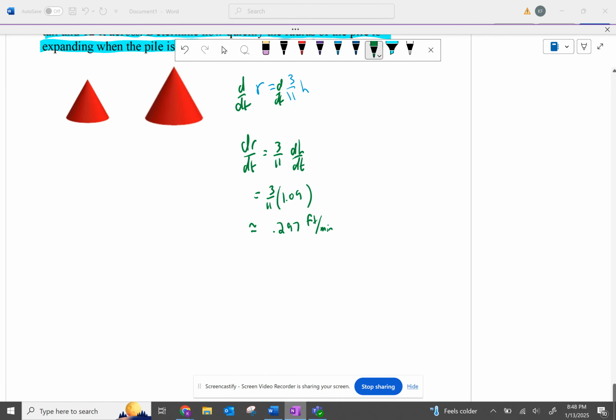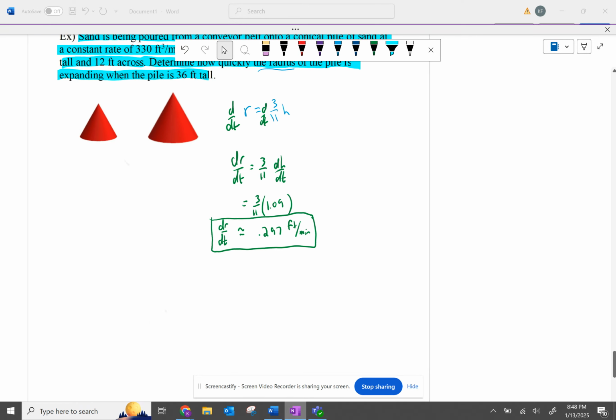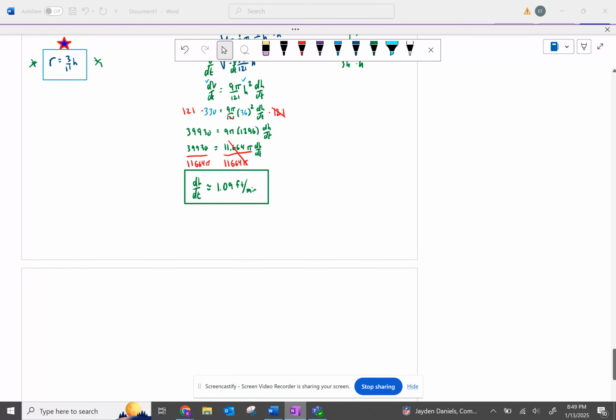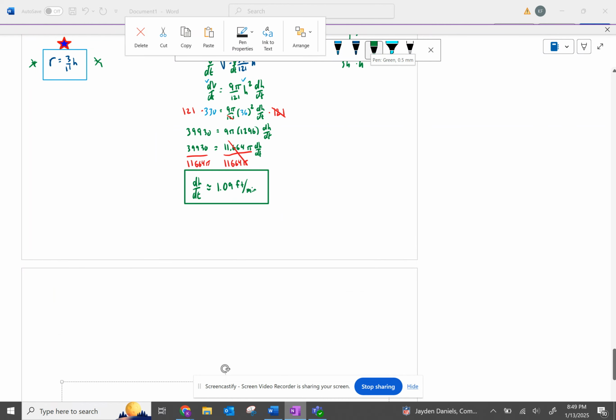So if you saw this problem and said, oh boy, we're going to have another long problem to do, we saved a lot of time doing the first problem. So that made this problem a little bit easier, as long as you recognize that, hey, wait a minute, we already have a relationship here between r and h, and I already know h prime now, so that makes it a little bit easier.